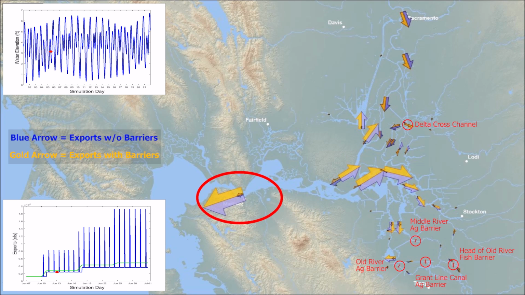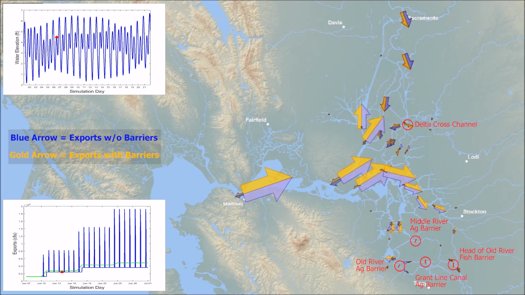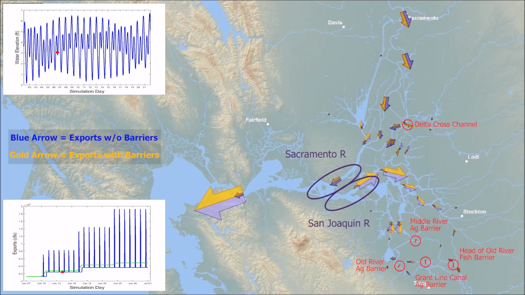Notice that there is no change in net outflow at Martinez using internal gates and barriers, but flow distributions within the delta change significantly. Flows change in the North Delta due to the cross-channel and in the South Delta due to the barriers and cross-channel. The major overall effect is that while net flow does not change, the Sacramento River has less net outflow, while the San Joaquin River has more net outflow.